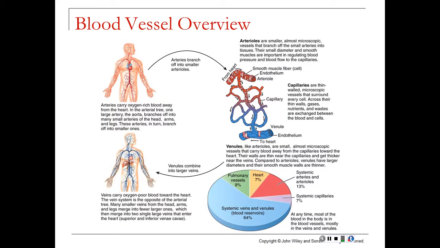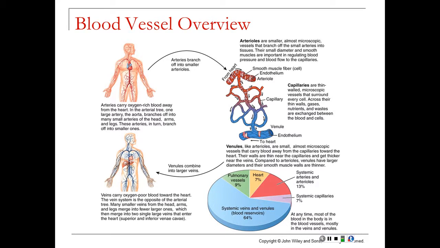Capillaries are very, very thin, microscopic vessels. They surround every single cell in our body. This is how diffusion takes place between our tissues and our cardiovascular system. This is that exchange surface. Then those capillaries lead into a structure called a venule. A venule is kind of like an arteriole. They're very, very small, microscopic, but of course they're carrying the blood away from the capillaries toward the heart. The walls are very thin near the capillaries, and then they get thicker and thicker the closer to the veins they become. Compared with arterioles, venules have very large diameters, and their smooth muscle walls are much thinner.